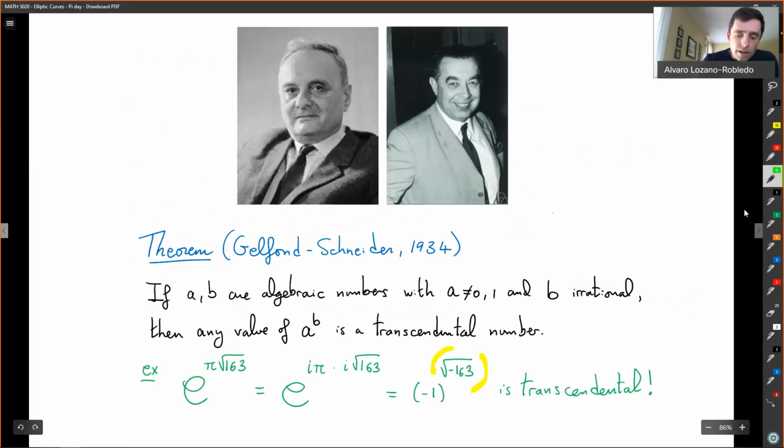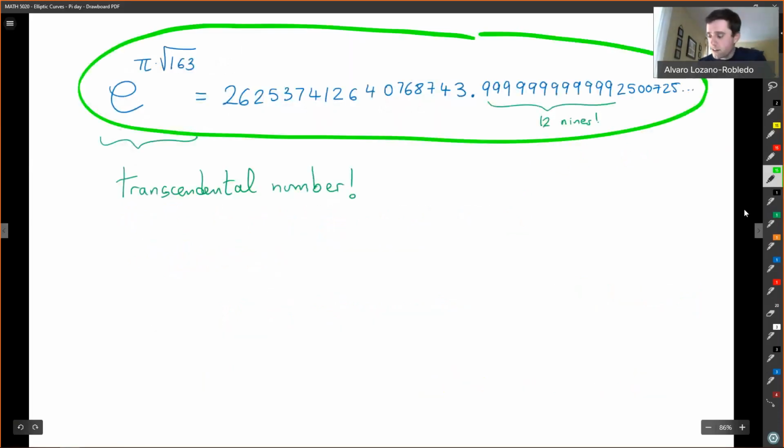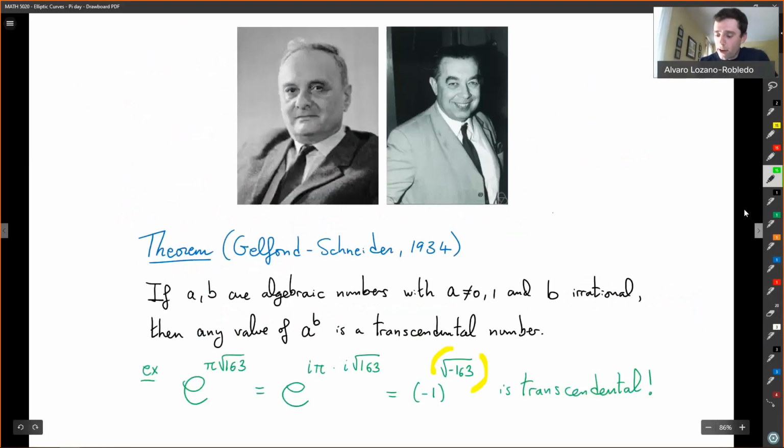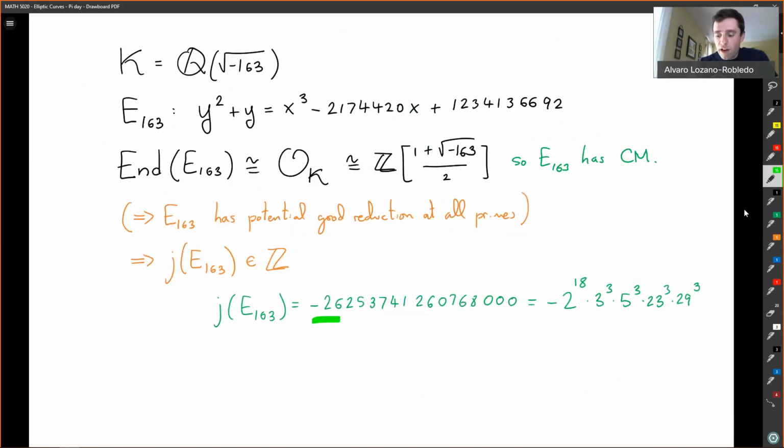If I go back to the number, you see it starts with 2, 6, 2, 5, 3, 7, up to 7, 6, 8, and then it differs in these 3 digits from that number, e to the pi times the square root of 163. So it's pretty close. So now we are starting to get suspicious that this is really connected, of course, one thing with the other. So what is the connection?